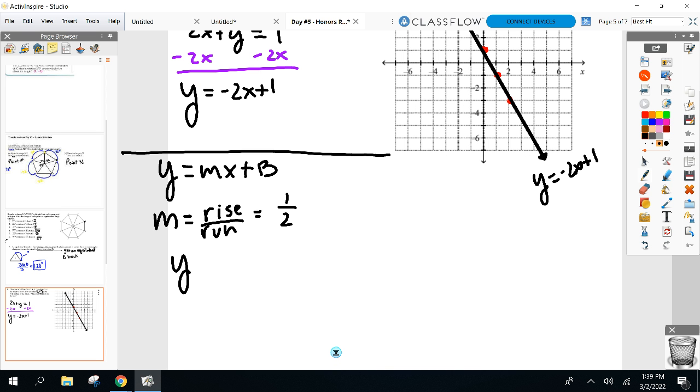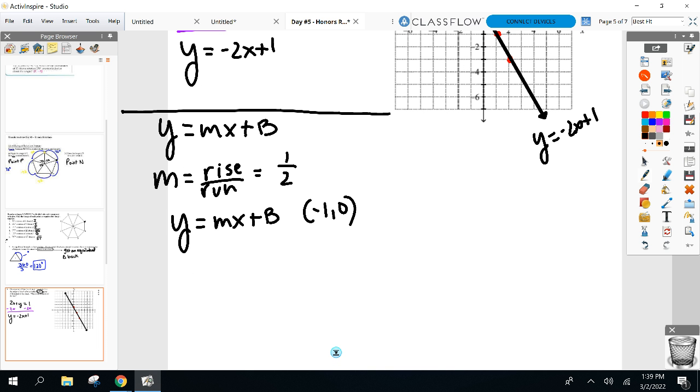Plug in a point into y equals mx plus b. Anybody got a point they're confident in? Looking at your paper right now? Got one, Tammy, that you're confident in? Yeah, -1, 0. -1, 0. Everyone confident in that point? Yeah, it looks like to be on there. All right. So if I'm going to use -1, 0, what do I plug in for the y coordinate?